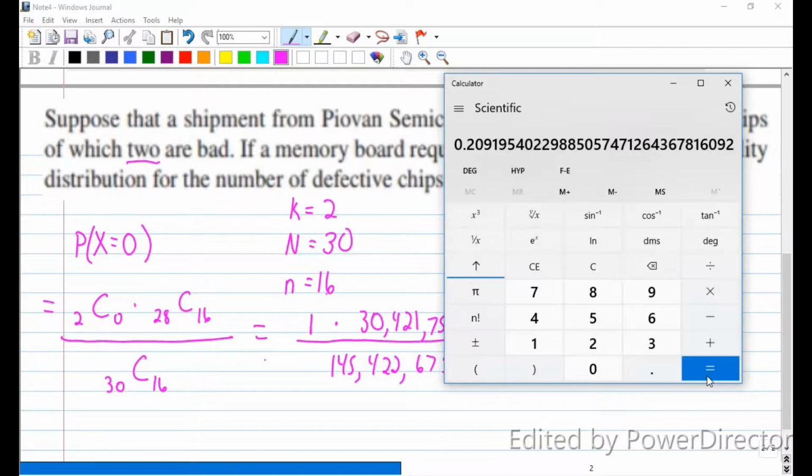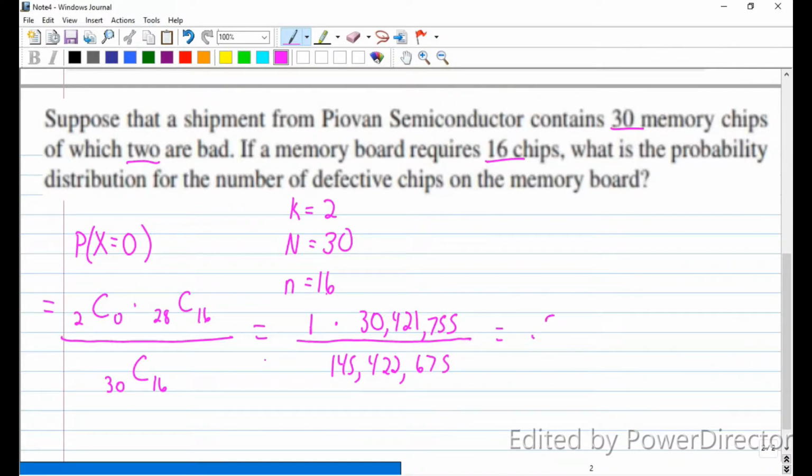All right, and let's just round it to about 3 places. So 0.209. So the probability that if we randomly selected 16 of the 30 chips, that none of them would be bad is 0.209 or 20.9%.